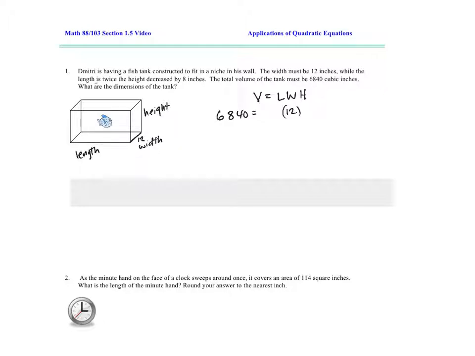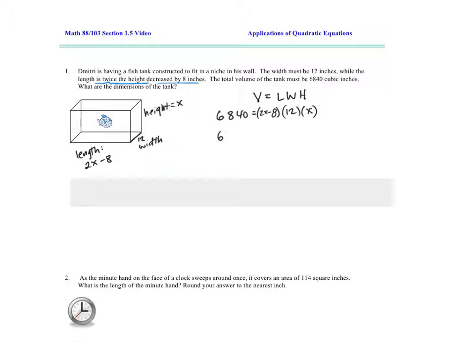Well, the length is twice the height decreased by 8. So it's not quite twice the height. If I give myself a variable for height, the length isn't quite twice that, it's 8 less. Okay, so there's our expression for length. So we can go ahead and put that in. That's 2x minus 8 for length, and height is x. Okay, and now I can go through and solve that.